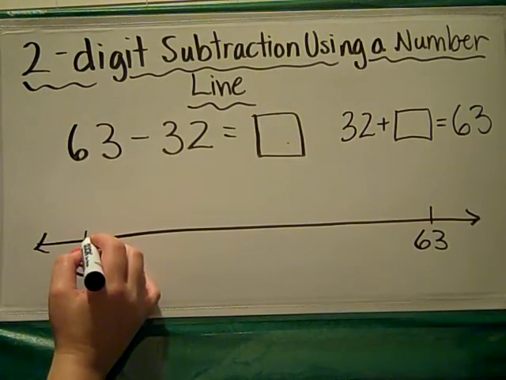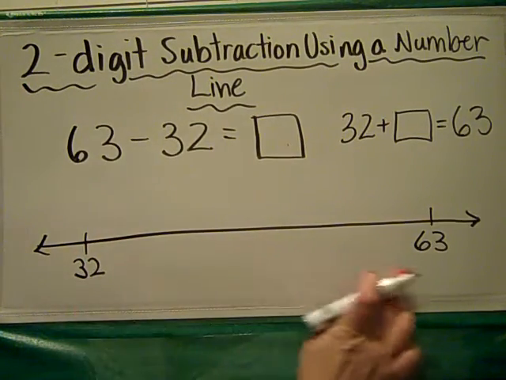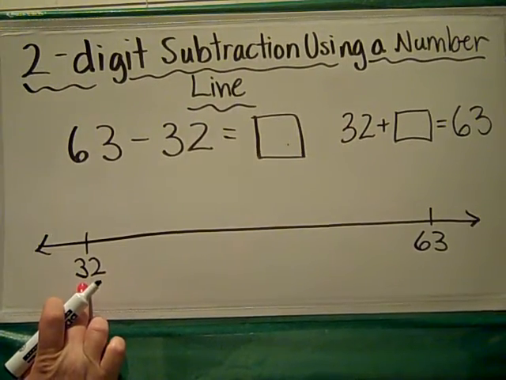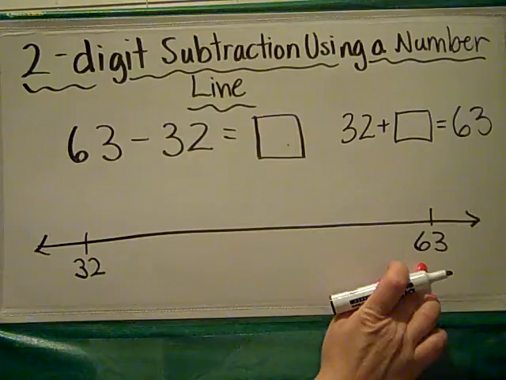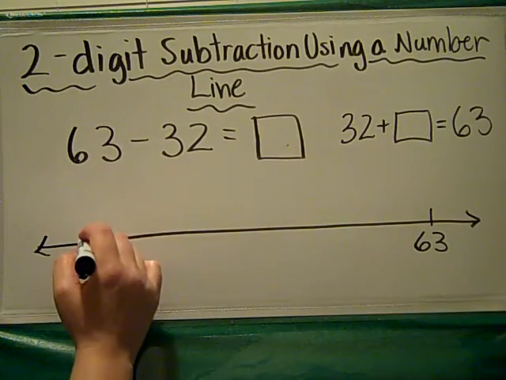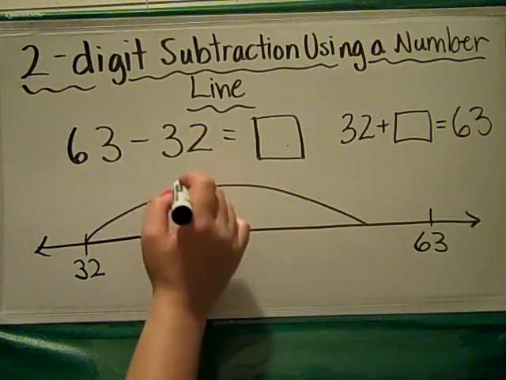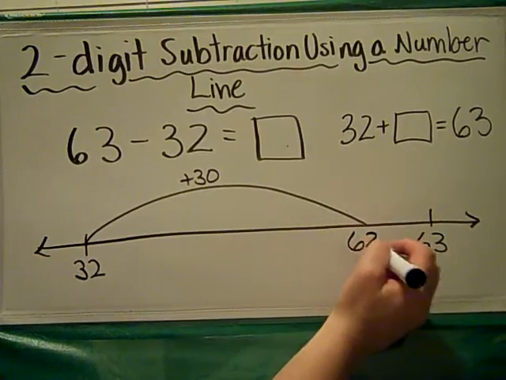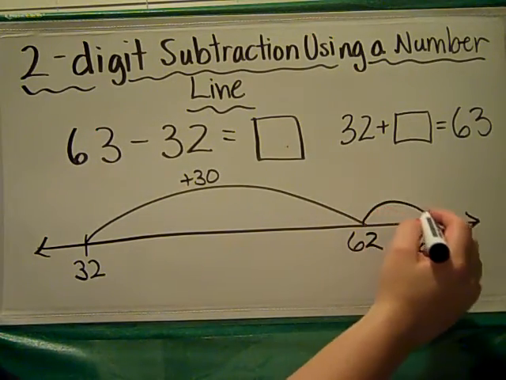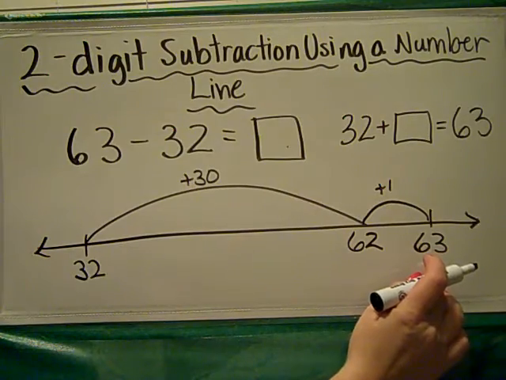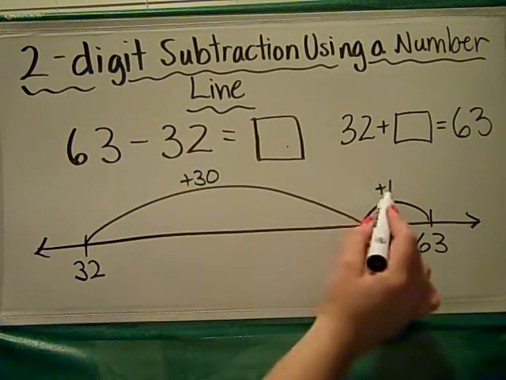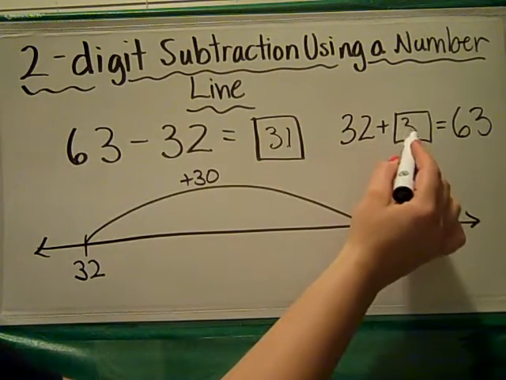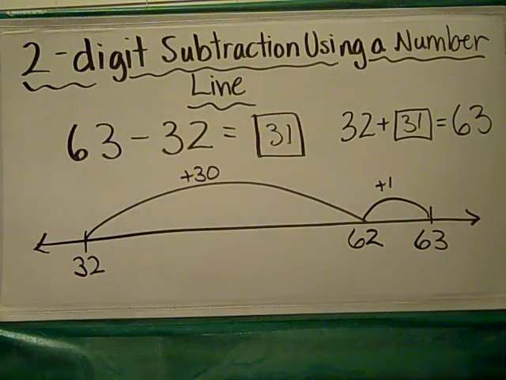So if I start at 32, I'm going to have to make a certain number of hops to get to 63. Well, I know if I make a hop of 30, I'll get 62, and that will get me close without going over. So I'm going to make one big hop of 30, and I'm going to land on 62. And then I know I'm one more hop away from 63. I'm going to count how many spaces I've hopped, and it's 31. And 32 plus 31 equals 63.